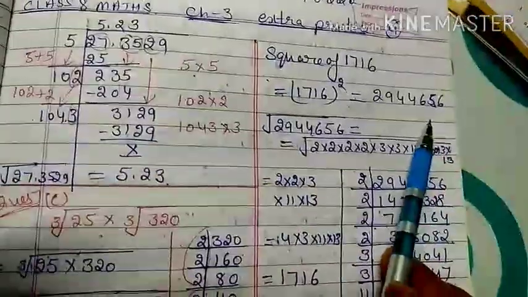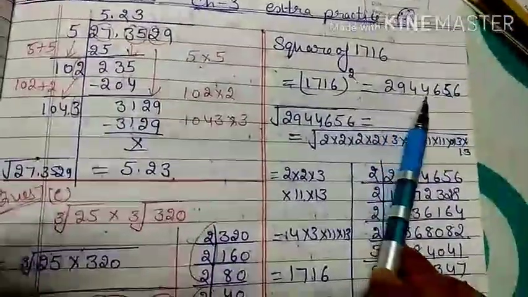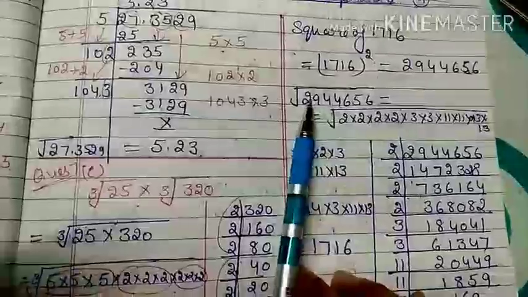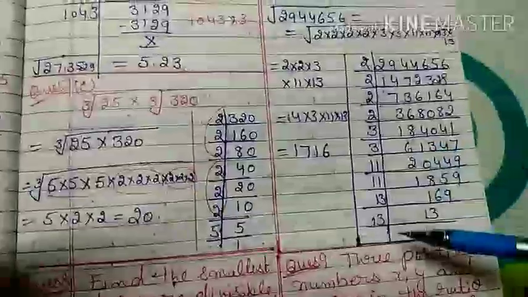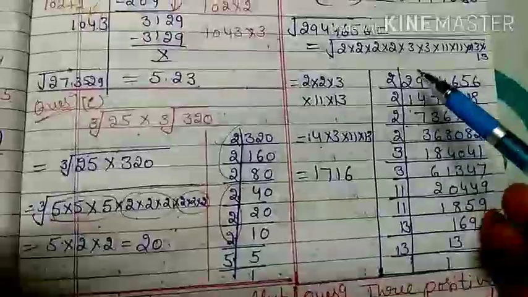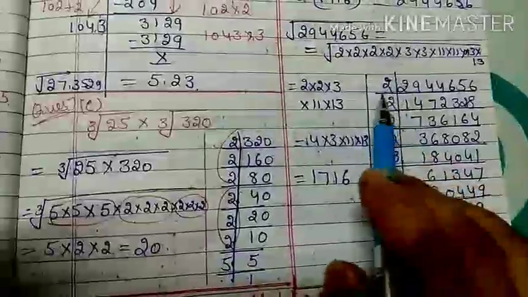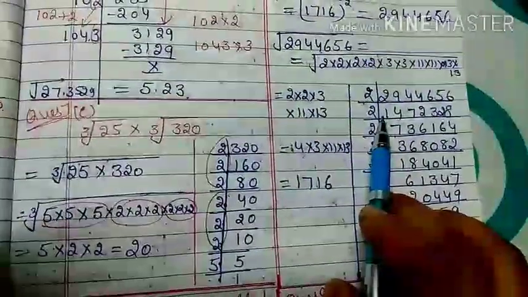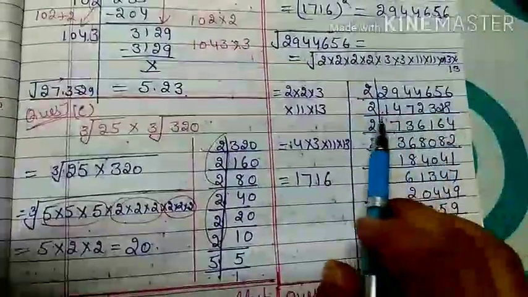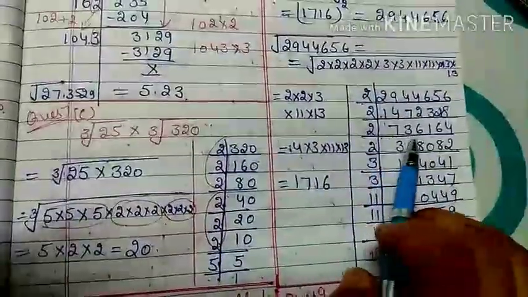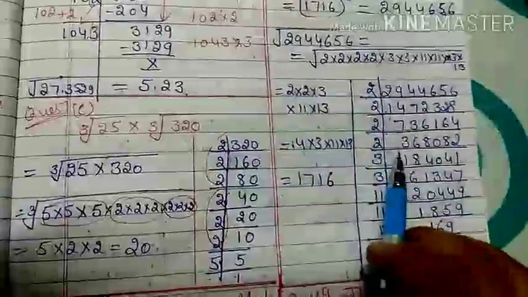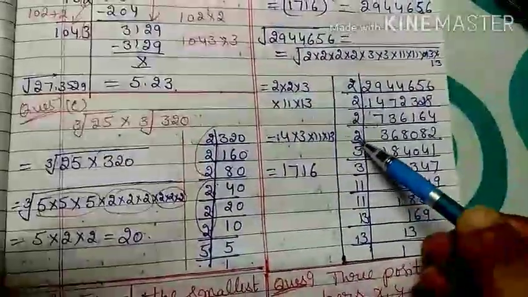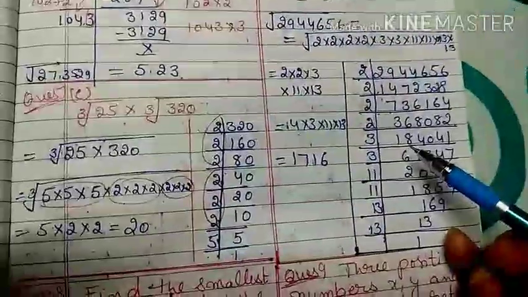1716. That gives me 29,44,656. Now you have to find the square root of that number with the prime factorization method. When I check with the prime factors, first it goes on the 2 table, giving me 1472328, again 2 736164, again divisible by 2 368082, then again 2 is 184041.